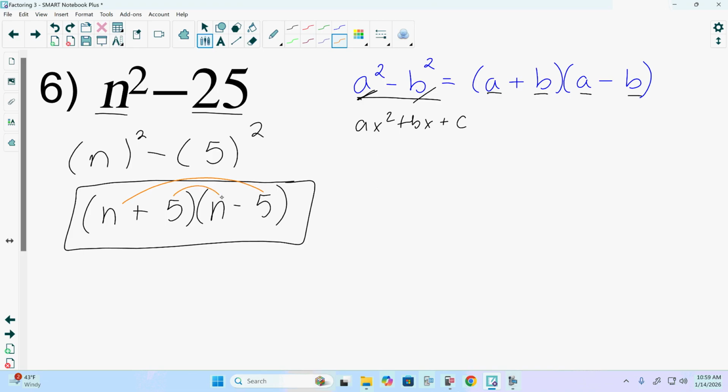If I wanted to check, I can. There's nothing wrong with that. N times negative 5 would be negative 5n. Positive 5 times n is going to be plus 5n. And negative 5n plus 5n is 0n or 0, because there is no middle term, so that is the correct middle term. So n plus 5 times n minus 5. And that's it.